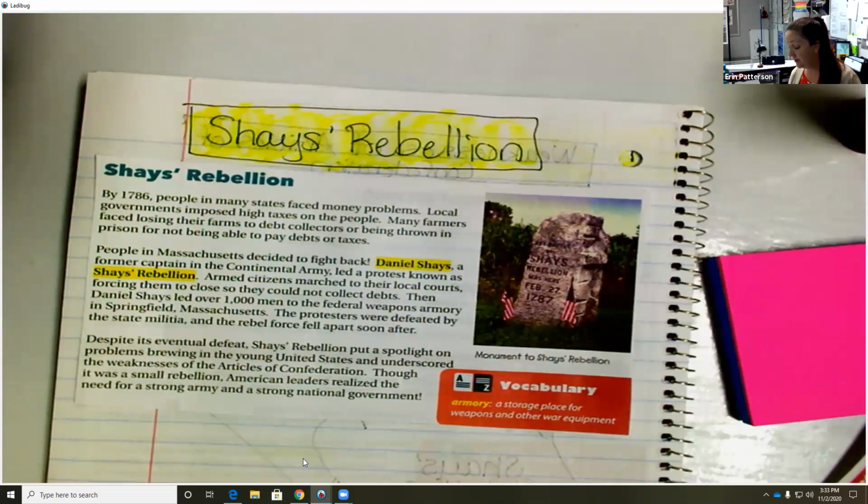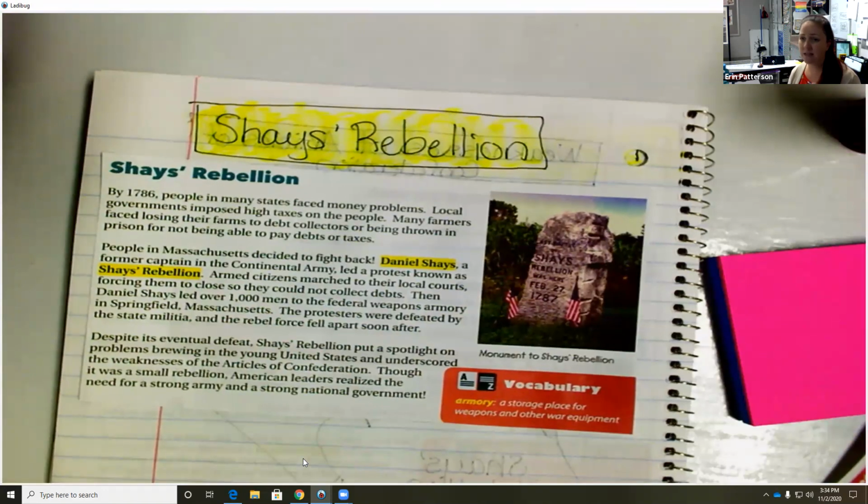The protesters were defeated by the state militia, and the rebel force fell apart soon after. Despite its eventual defeat, though, Shays' Rebellion put a spotlight on problems brewing in the young United States and underscored the weaknesses of the Articles of Confederation. Though it was a small rebellion, American leaders realized the need for a strong army and a strong national government. So because of this event, the guys go back to the drawing board, so to speak.